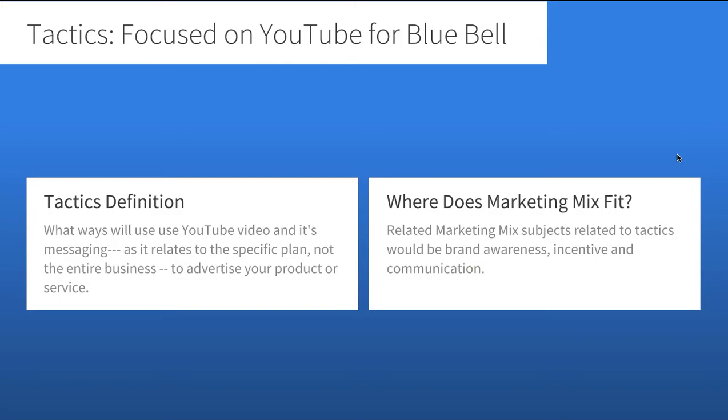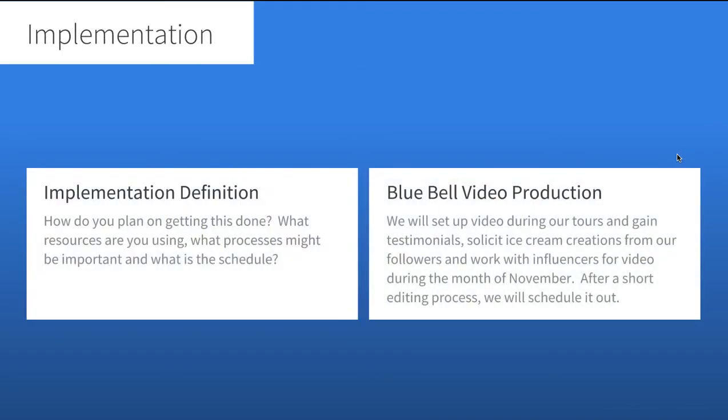In terms of tactics, you'd want to take a look at what ways you'll use YouTube video and its messaging as it relates to that specific plan, right? So mainly we'd want to probably take a look at brand awareness, some kind of incentive, and how we communicate our message there, right? Incentive could be like contests that you do for people that create ice cream creations at home, for instance, and tape it and put it up on YouTube, right? That kind of thing. But mainly you want to get brand awareness. That could be your stated tactic, right?